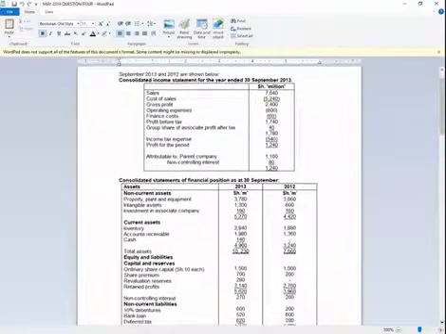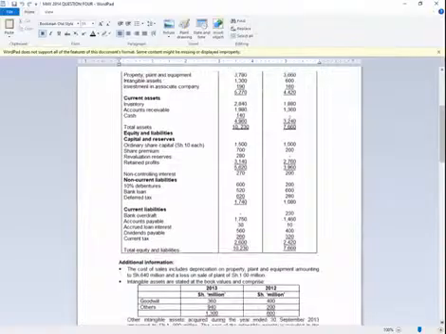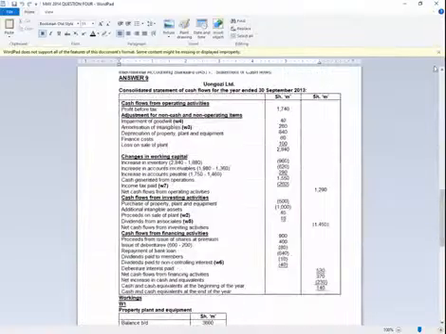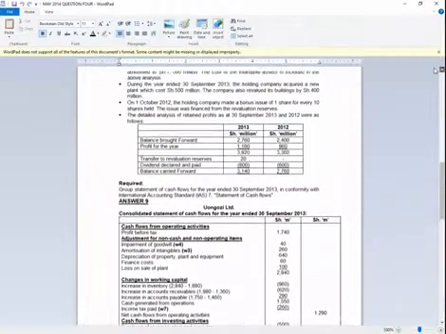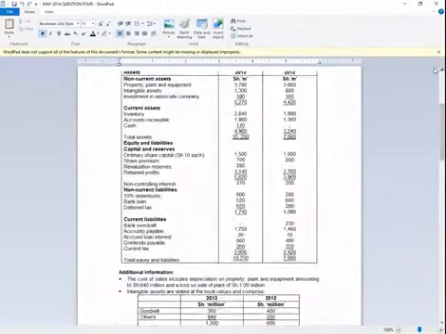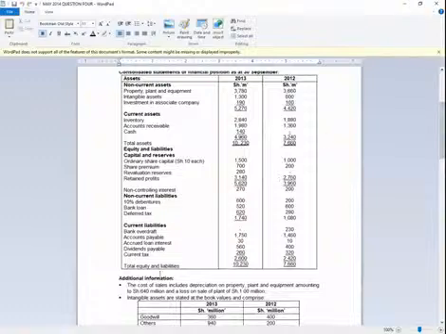Great. So now, ladies and gentlemen, down here, what have they given me? They have told me there is some additional information here. The cost of sales includes depreciation on property, plant, and equipment amounting to 640 million, and a loss on sale of plant of shillings 100 million. So I can see some things to take there. 3 marks. They are called low-hanging fruits. I will harvest them crazily.